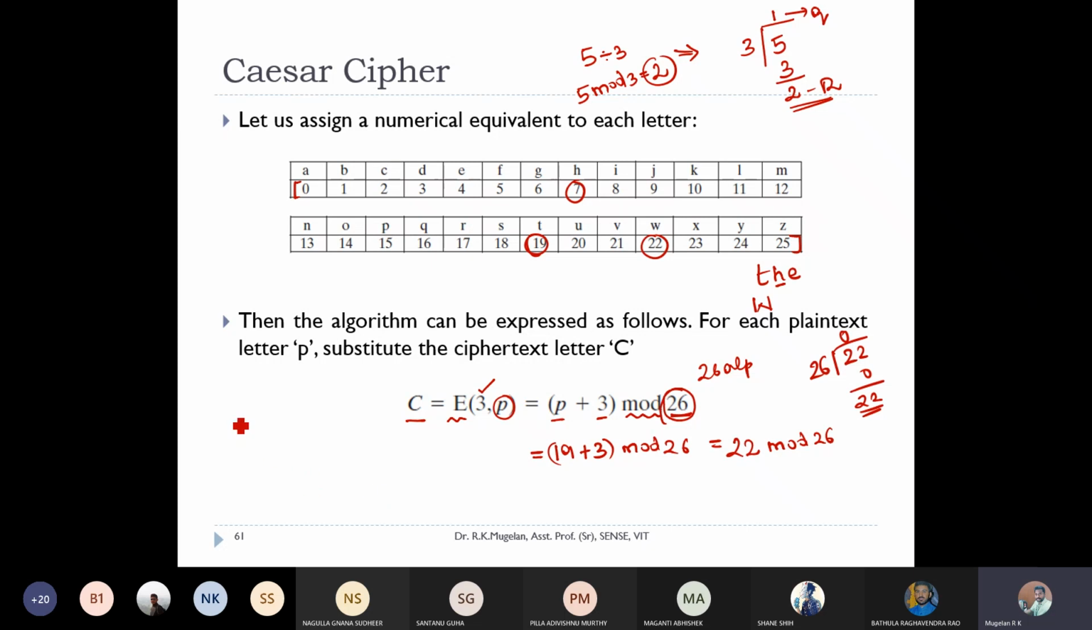So I'll be going with 7 plus 3 mod 26. I'll again end up with 10 as the answer. So for 10, I got K as the value. So H will be replaced with K, and it goes on.